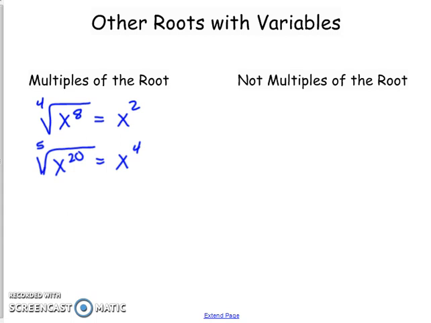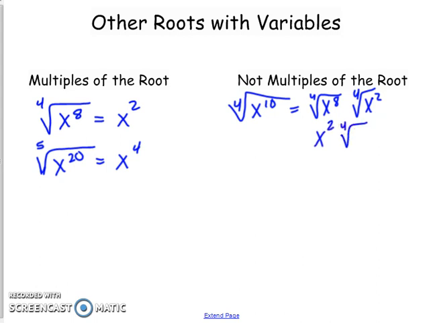So not multiples of the root. So if I have like the 4th root of x to the 10th. 10 is not a multiple of 4, but I'm going to come to the closest multiple of 4. So that would be like x to the 8th, and then I have 2 left over. So the 4th root of x to the 8th is going to become x squared. And then I'm left over with the 4th root of x squared. Okay, so you can skip that middle step. I'm just putting it there for explanation.